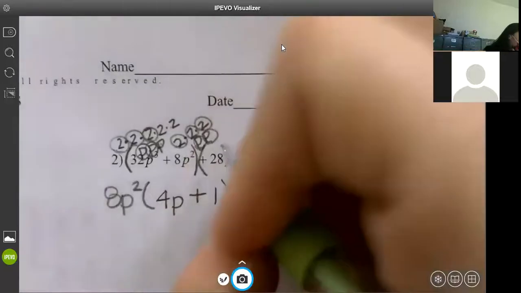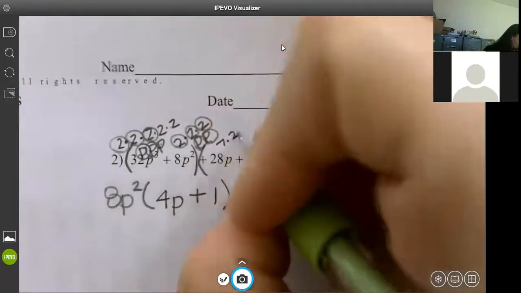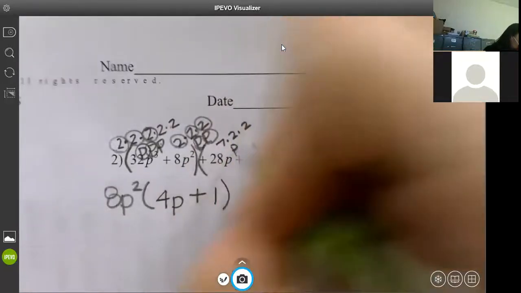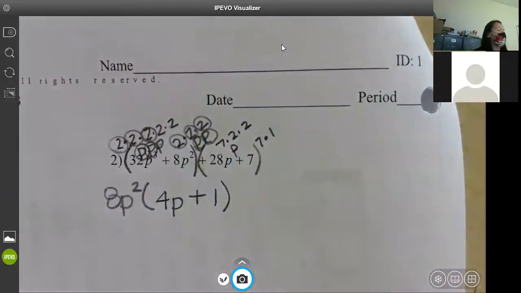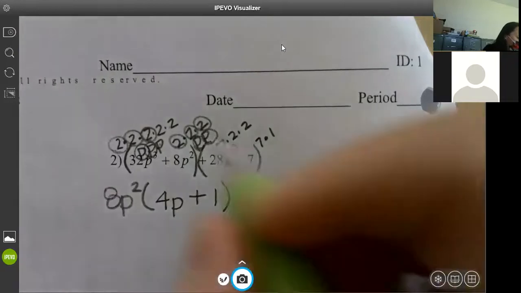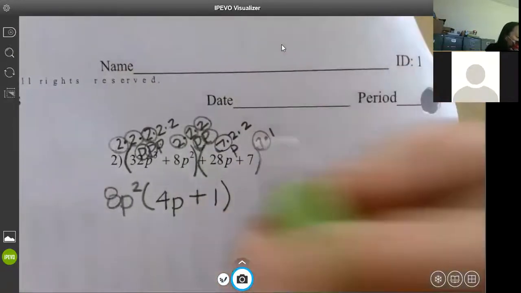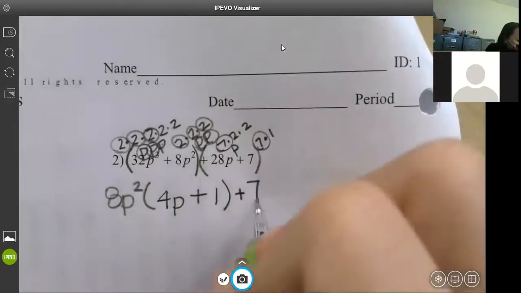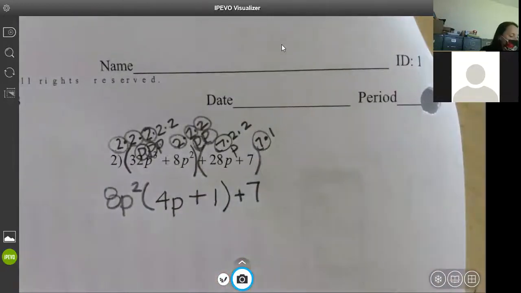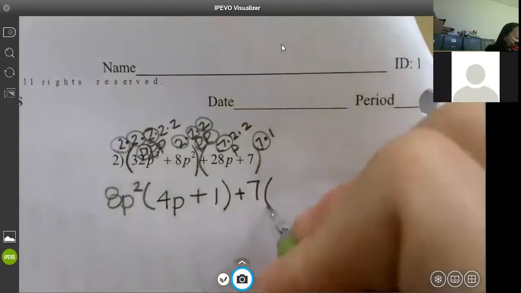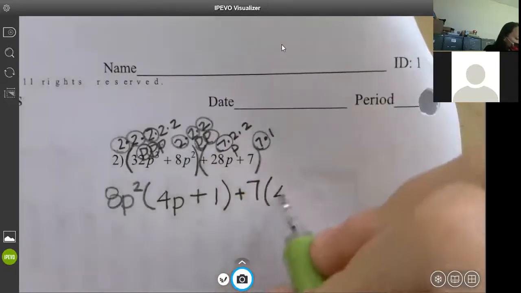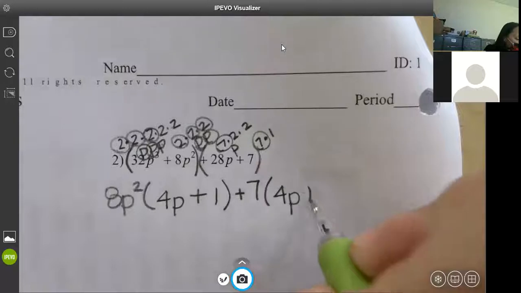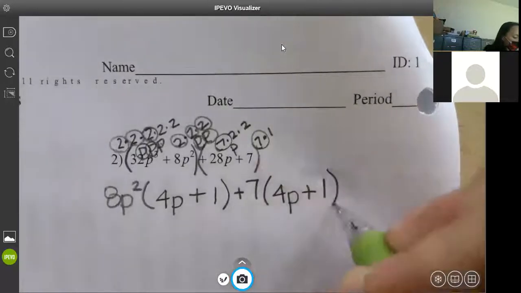28 is 7 times 4. So 7 times 2 times 2, and there's a p. And then here there's just 7 and 1. What do they have in common? Just a 7. It's a positive 7, so we're going to write that plus 7 because it's a positive 7. And then we write the leftovers. 2 times 2 is 4, and 1p. There's a plus between, and we left a 1 in the second one.